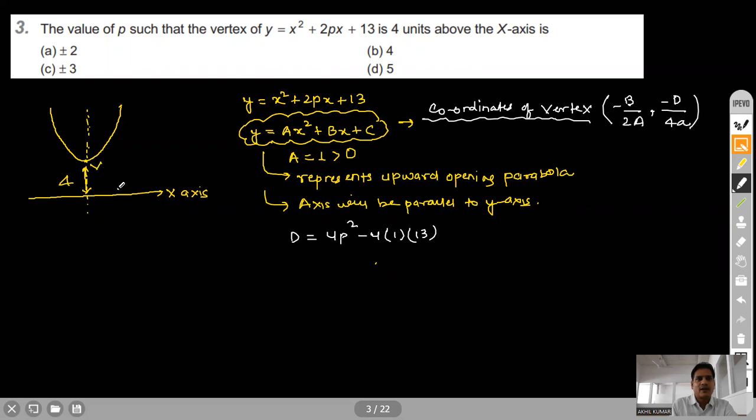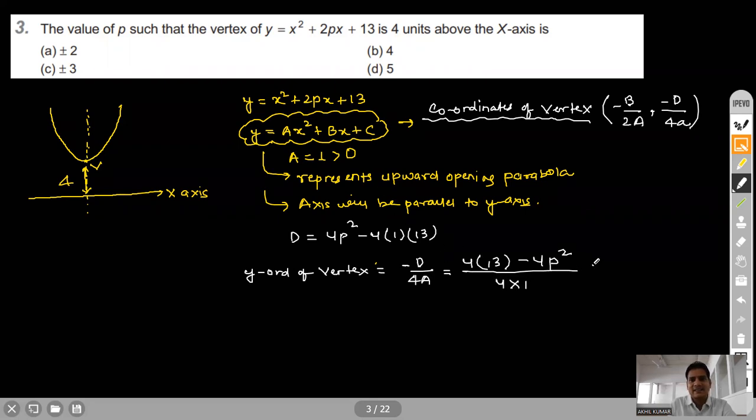Now the y coordinate of the vertex will be equal to minus d upon 4a. That is nothing but minus d, which we can write as 4 into 13 minus 4p squared upon 4a. That 4a is 1, and this y coordinate is nothing but the distance from the x-axis, so it will be equal to 4. The 4 cancels out, so it becomes 13 minus p squared is equal to 4. From here we get p squared is equal to 9, or p is plus minus 3.